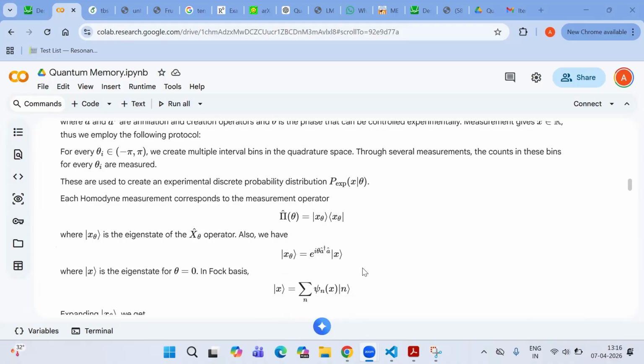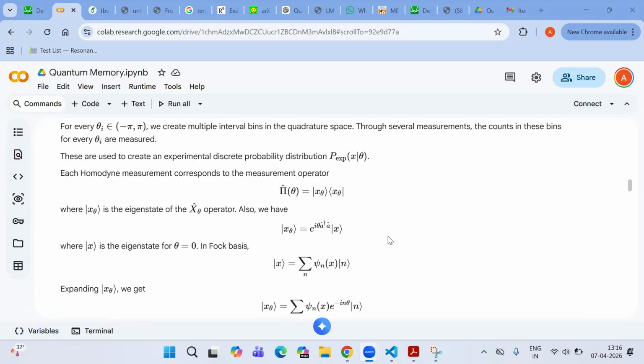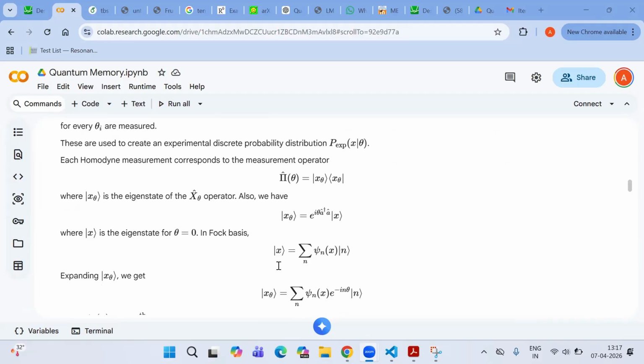I will also elaborate on this further. But each homodyne measurement, as we know, corresponds to this particular measurement operator, pi of theta, given by ket x theta bra x theta. Now, what is x theta? x theta is just the eigenstate of the capital X theta operator. So I want to now relate x theta to x at theta equal to 0. And this relation is given by the unitary operator e to the power i theta a dagger a. And x is just the eigenstate for theta equal to 0.